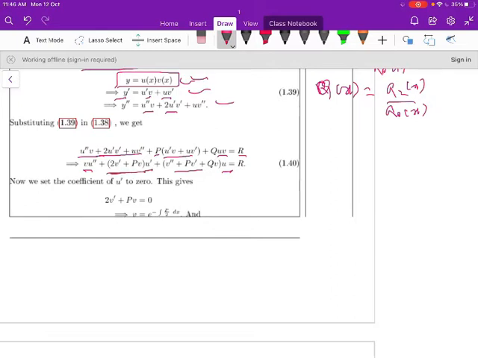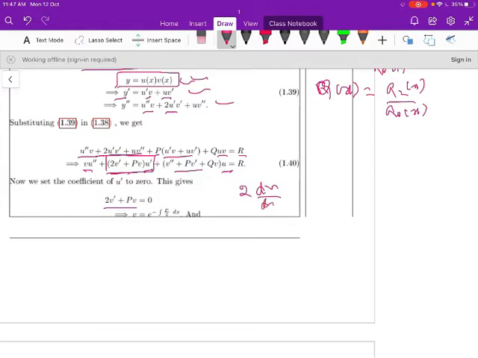Now we know that the normal form method says to eliminate the first derivative. To eliminate the first derivative, equate the coefficient of u dash to 0. What is the coefficient of u dash? 2v dash plus p into v is equal to 0. So just eliminating the first derivative of u dash, that is 2v dash plus pv, I made 0.